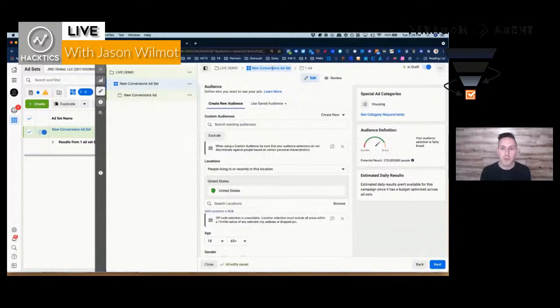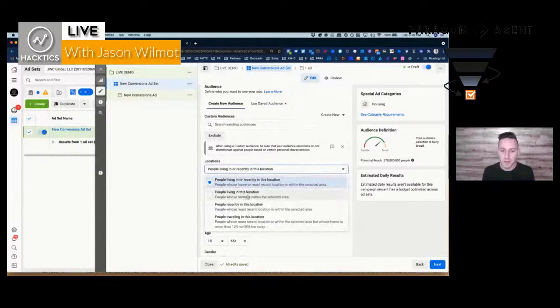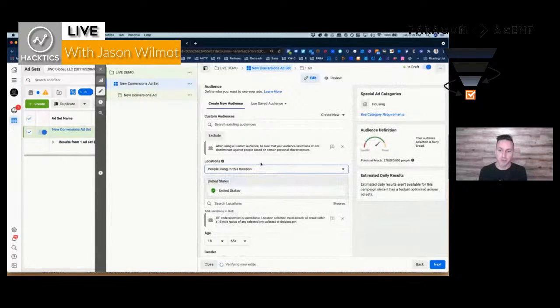But how do you determine who to put this ad in front of? Well, that is what we're going to be doing. One of the most important things that I see on this page, and this is where a lot of folks waste their money, and I want to help you do two things right now, whether you are in real estate, whether you want a done-for-you service or whatever. Let me show you two things. The very first thing is you want to dial this into people living in this location.